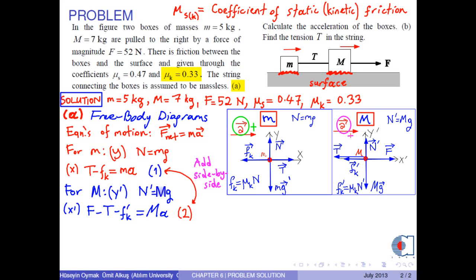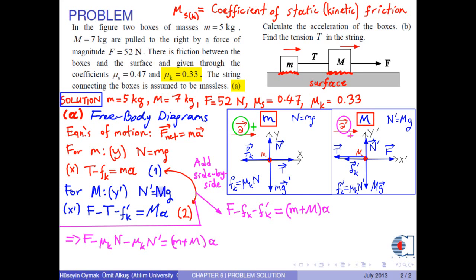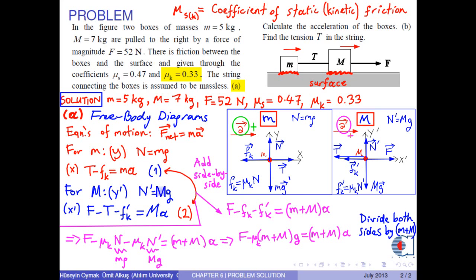Now, we add equations 1 and 2 side by side. Then we get F minus Fk minus Fk prime, which is equal to m plus capital M times a. If we use the expressions for Fk and Fk prime, then we use the expressions for the normal forces. Now, if we divide both sides by m plus capital M, then we obtain an expression for the acceleration as a equals F over m plus capital M minus mu k times g.